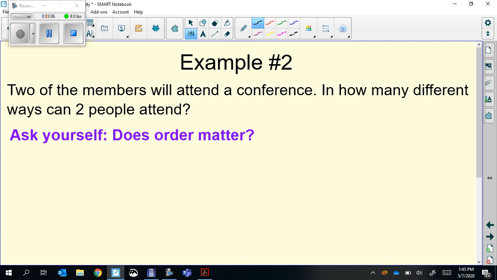Two of the members will attend a conference. How many different ways can 2 people attend? Well, in this one, order does not matter because it's just 2 people going. It doesn't matter who's first and second, unless you're determining like who drives or something, but that doesn't really matter. So no, order does not matter, which means it's a combination. And again, there's 10 members, 2 of them are going. There is a formula for it. It's also in the calculator, but it's really the same thing. You've got 2 spots, so we're going to fill those 2 spots. We have 10 and 9.